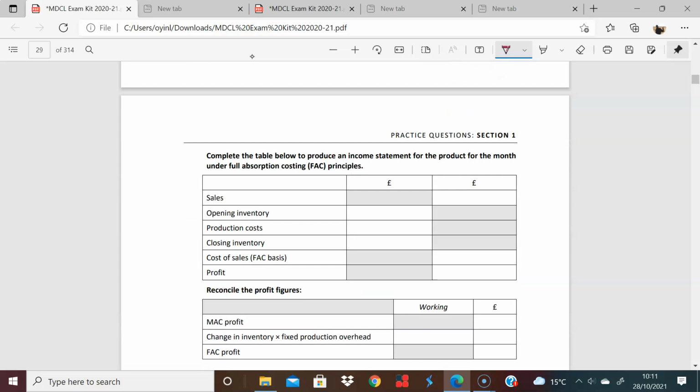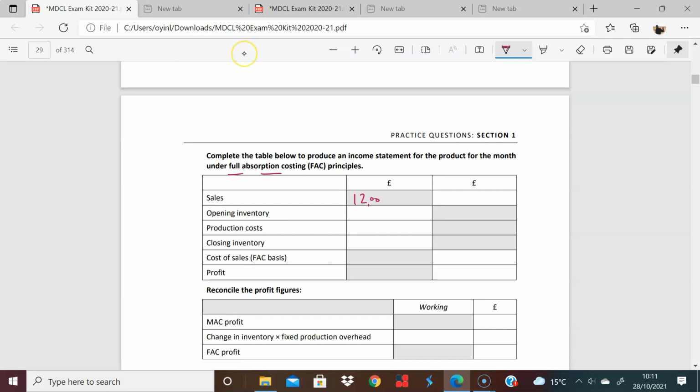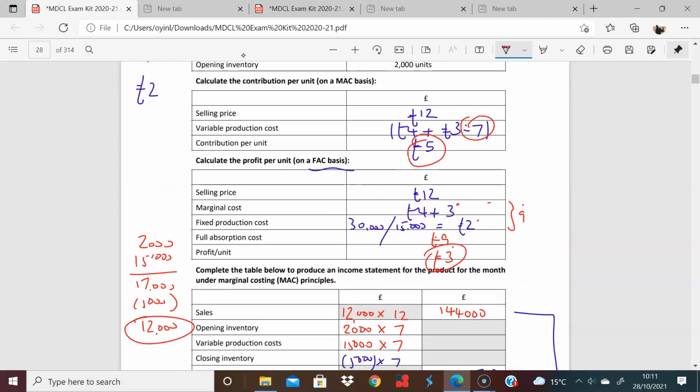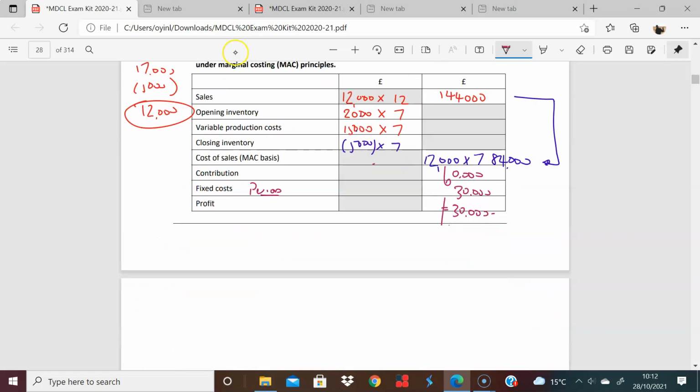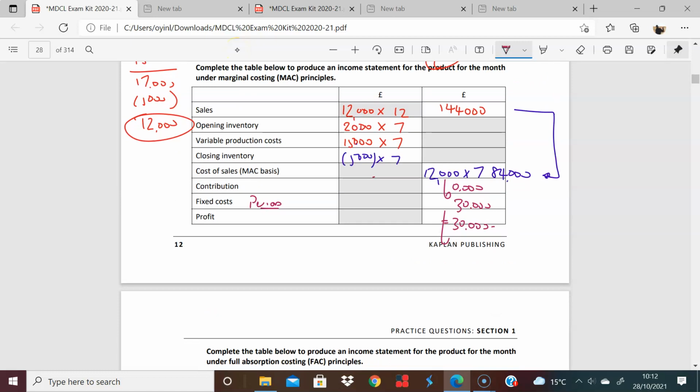Right, let's move quickly into the full absorption costing situation. So we have a similar start at the top there, exactly the same thing, 12,000 times 12, which takes us to 144,000. That's there, that's nice. But this time it's different, right? Because remember that the full absorption cost is 9. It's 9. So similar numbers, similar units, but different.